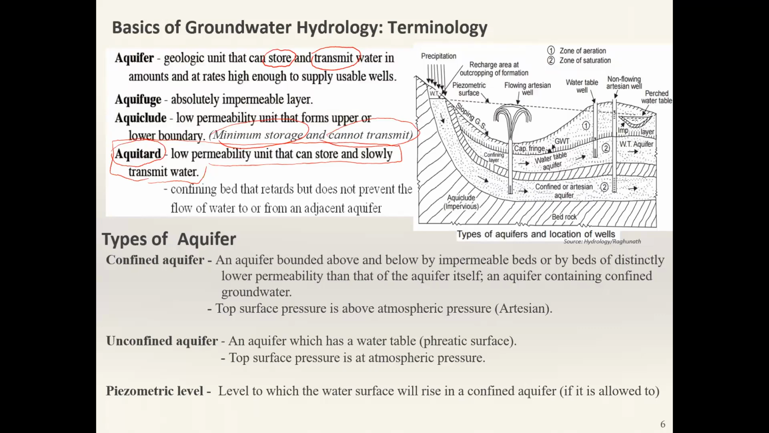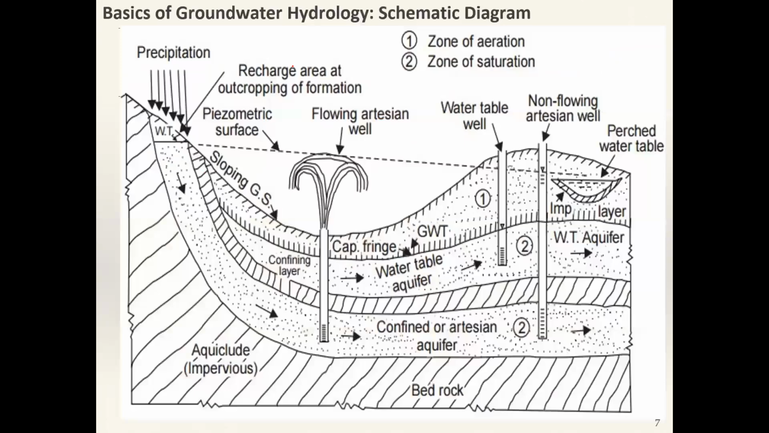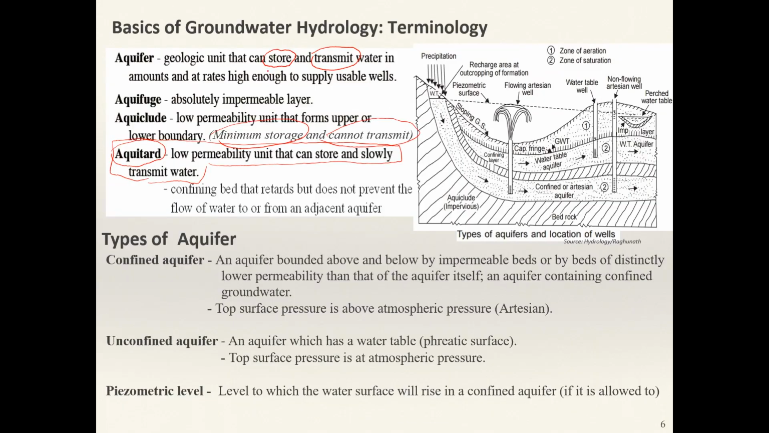Now, later on I will discuss the porosity and the hydraulic conductivity, these terminologies. But in general, you know that the porosity of clay is very high, so it can store a large amount of water. But it is not considered an aquifer. That is why I said these two are the key words here. An aquifer should be able to store a very large amount of water, and also should be able to transmit.